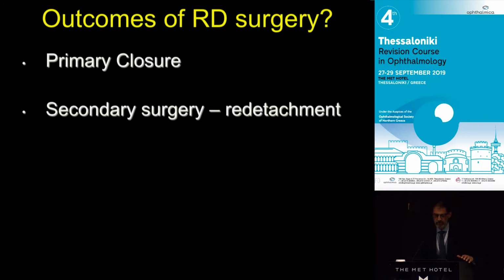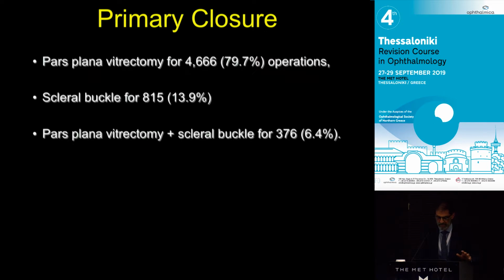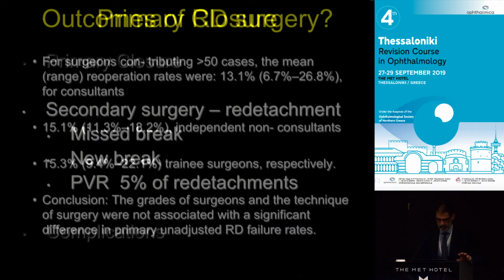What about the outcomes of surgery? Primary closure is what's usually recorded. Secondary surgery from redetachment and complications we look at. This is the UK data set, and that shows that across the UK in the National Ophthalmic data set, the closure rate with primary surgery is around 86%, and it's about the same for scleral buckling and vitrectomy. And the juniors will be pleased to note there was not a significant difference between senior and junior surgeons. In the outcomes, they're all sitting in the mid to high 80% in terms of primary reattachment.